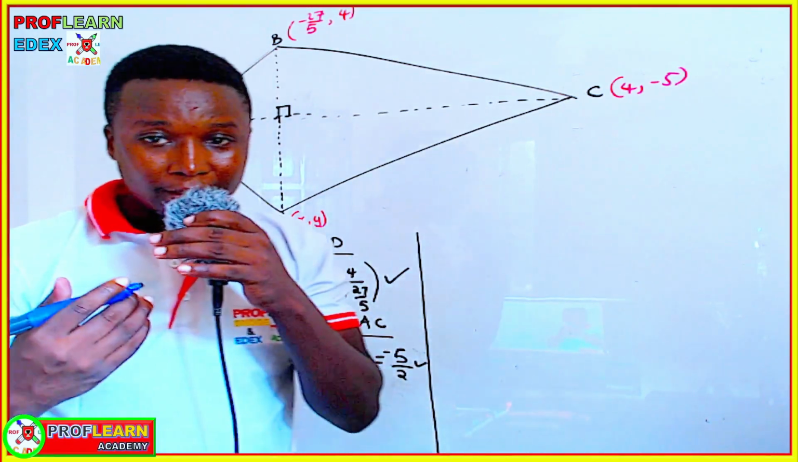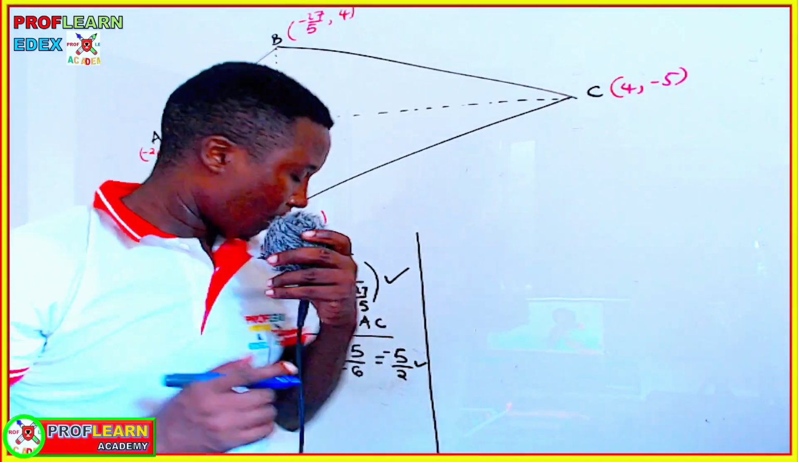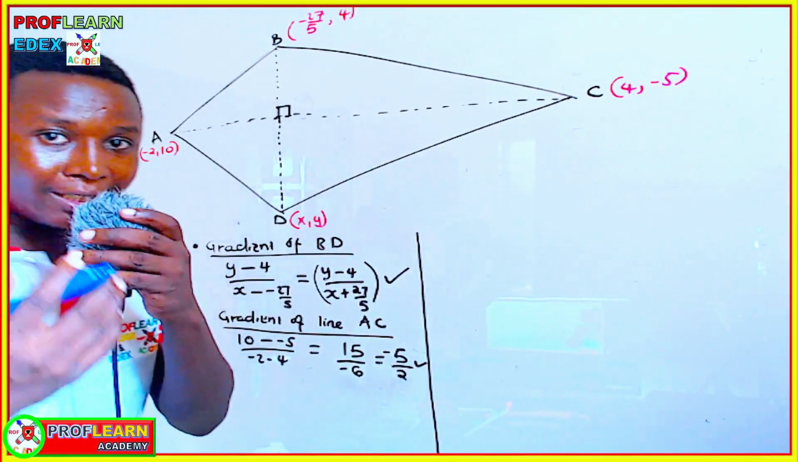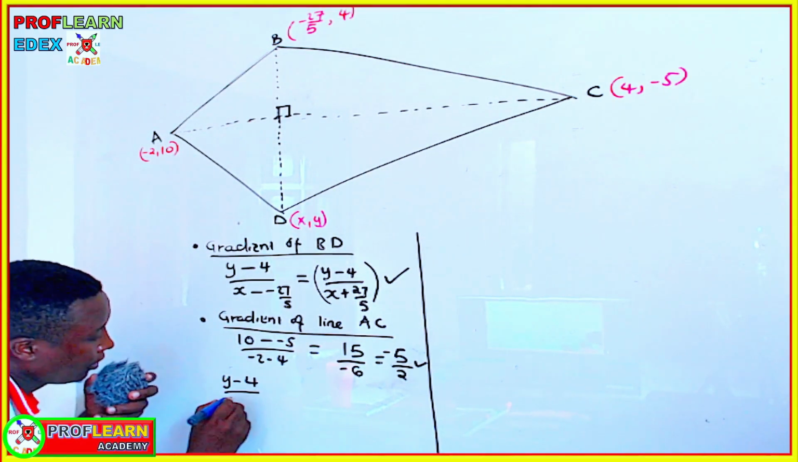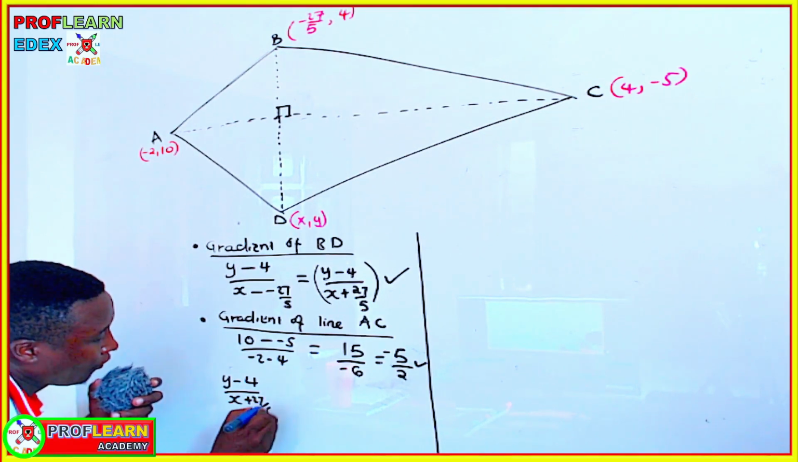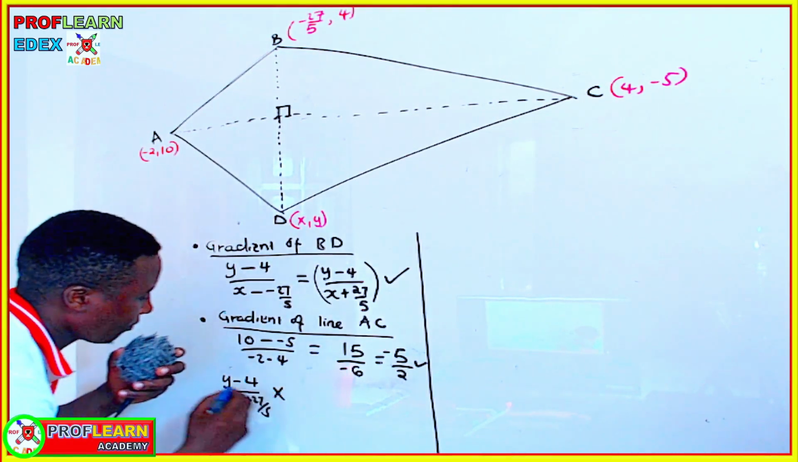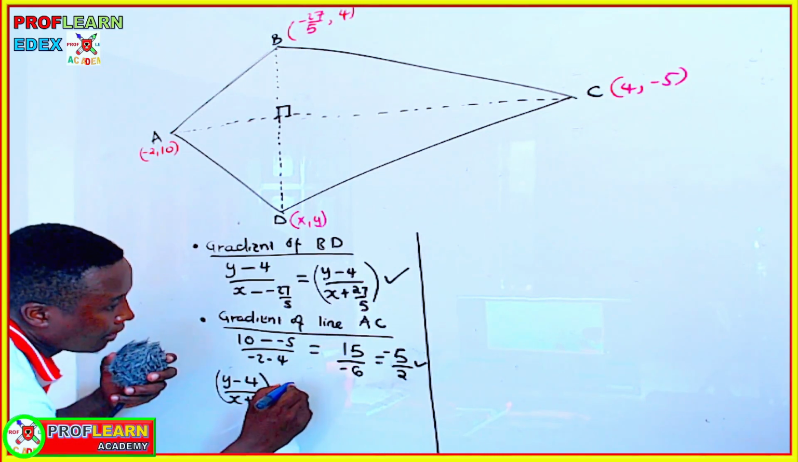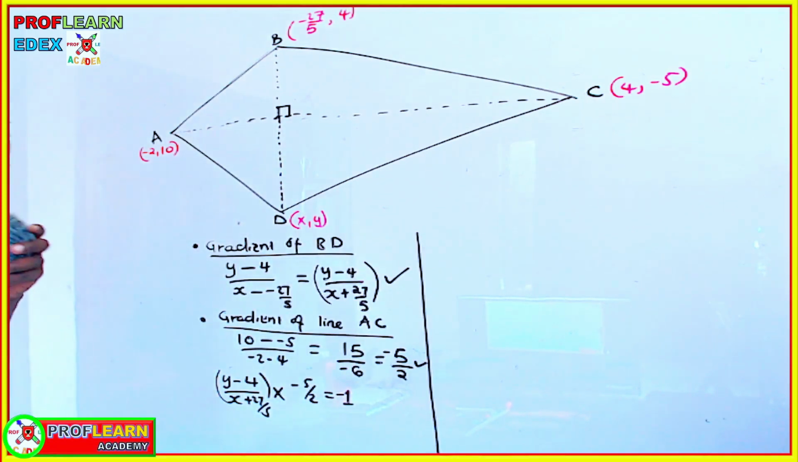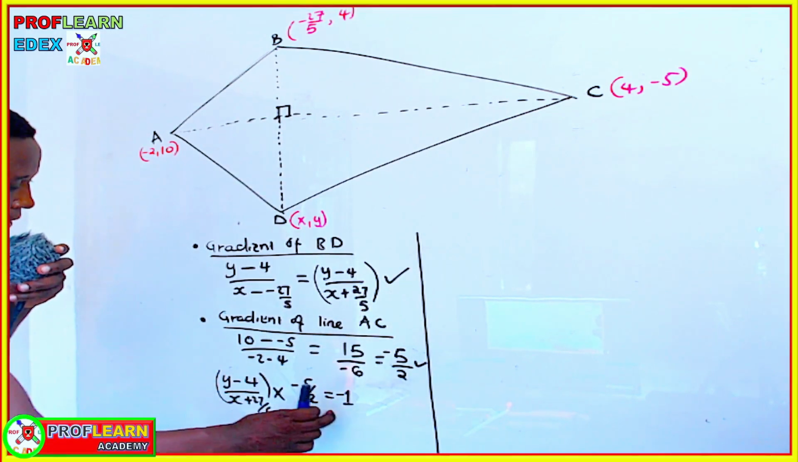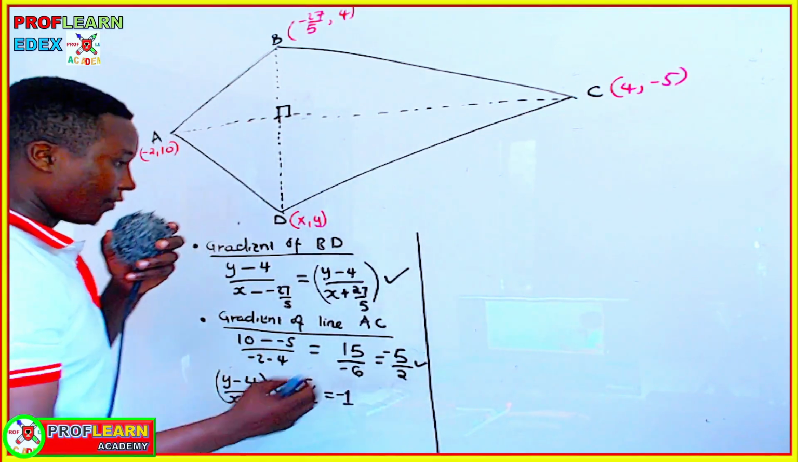Now, out of doing that, we are going to have an equation in terms of x and y. Therefore, we say this is going to be (y minus 4) over (x plus 27 over 5), times negative 5 over 2. If we multiply that, the answer is going to be negative 1 at that given point. So I can comfortably multiply the denominators on the other side. Okay, we can even open the bracket.